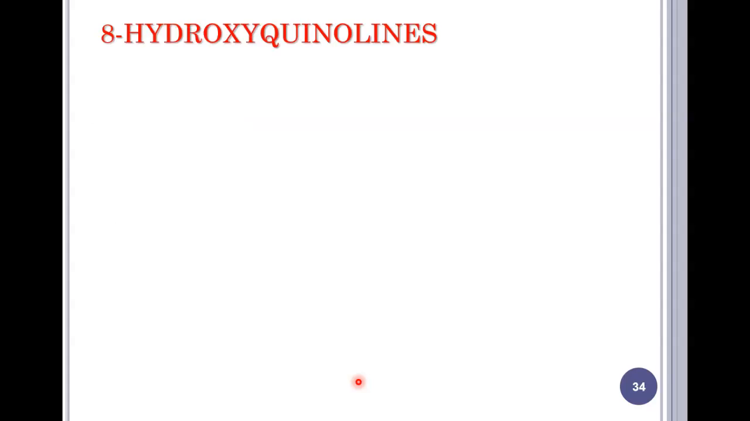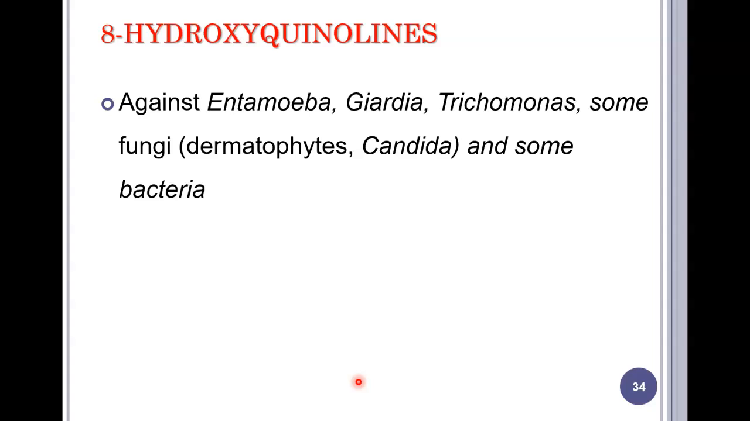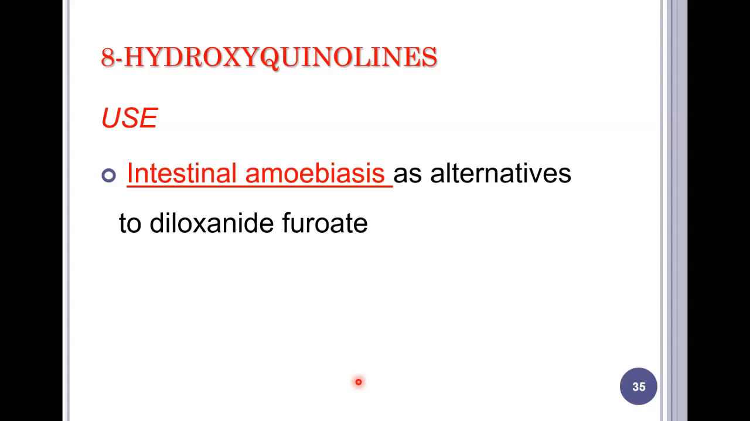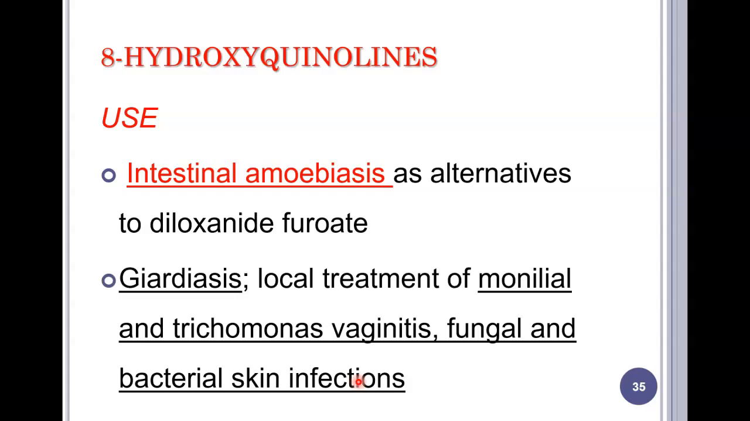The next group is 8-hydroxyquinoline. It is effective against Entamoeba, Giardia, Trichomonas, some fungi like dermatophytes, Candida, and some bacteria. It kills the cyst-forming trophozoites in the intestine. It doesn't have tissue amoebicidal action. It is used in the treatment of intestinal amoebiasis as an alternative to diloxanide furoate, and also in the treatment of giardiasis, local treatment of monilial and Trichomonas vaginitis, and fungal and bacterial skin infection.